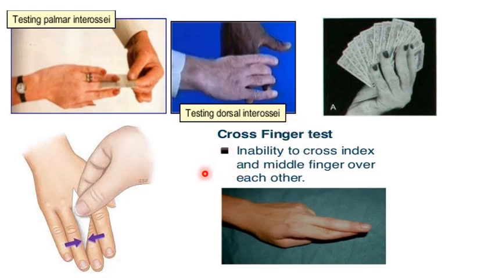Cross finger test, where the patient is asked to cross the finger, the index finger, over the middle finger, over and below the middle finger, to test the adduction of the index finger, where it represents the functioning of the palmar interossei. The patient is asked to hold the cards in this way, where the flexion is at the metacarpophalangeal joint and extension at the interphalangeal joints.